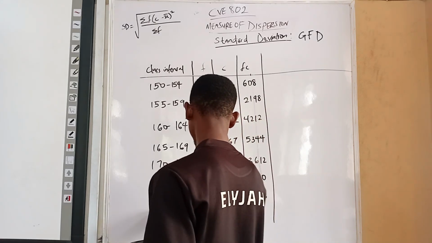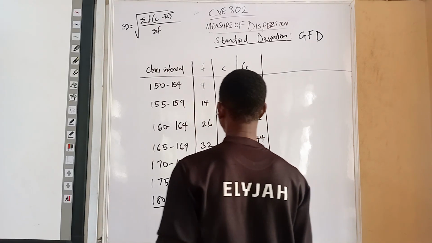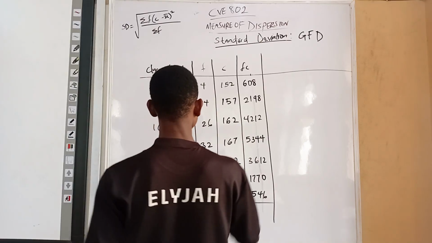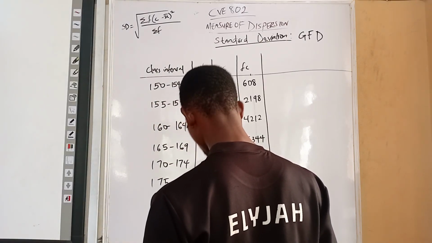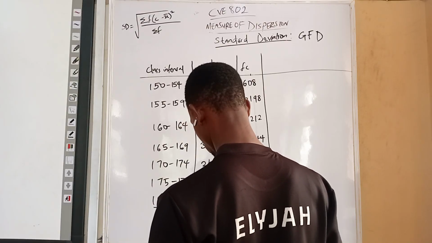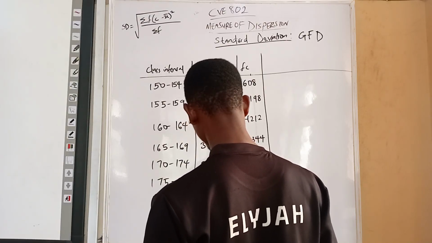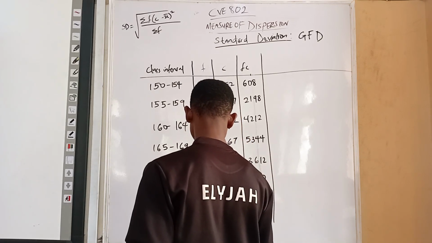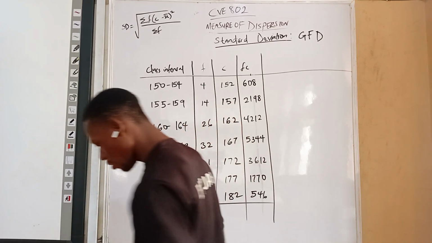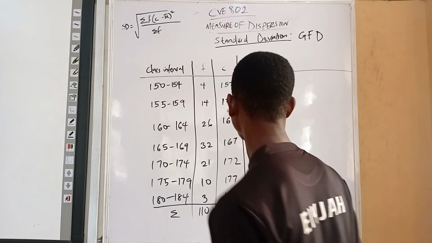So we know that at the end of the day we have to find the summation of the functions. So our summation f is what? 4 plus 14 plus 26 plus 32 plus 21 plus 13. Okay. That's one thing. Then our summation.